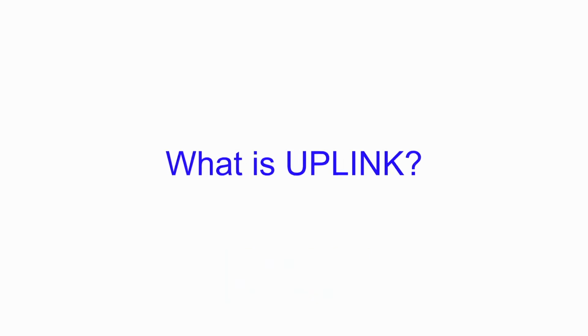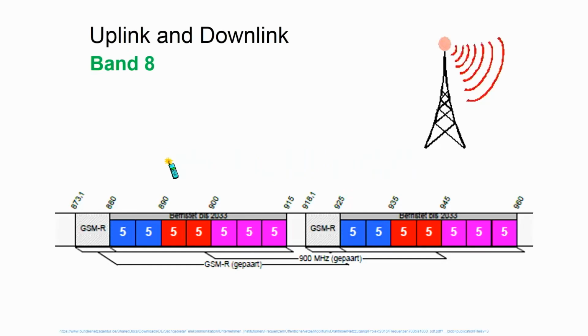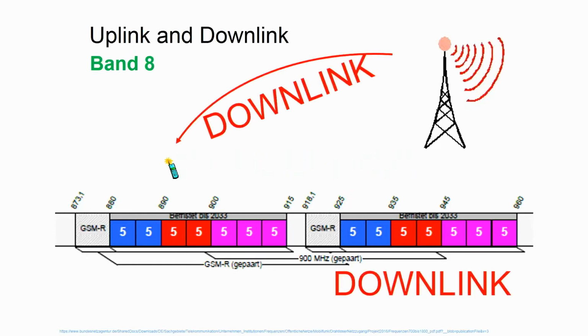And the uplink is a little hidden genius, but what's the uplink at all? Uplink is the way from the mobile station to the base station. We also have the downlink. The downlink is from the base station to the mobile unit, to your mobile phone, for example.